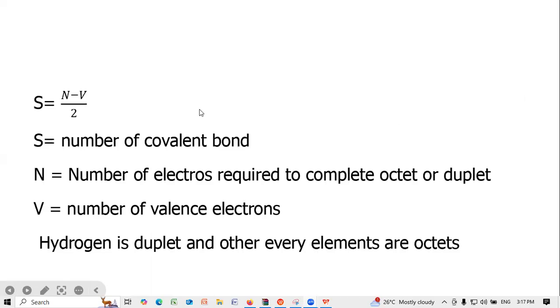For the calculation of the total number of covalent bonds, we can use this formula: S equals (N minus V) over 2. S is the number of covalent bonds, N is the number of electrons required to complete the octet or duplet, and V is the number of valence electrons. Hydrogen is a duplet, and all other elements except hydrogen are octets. Duplet means 2, octet means 8.